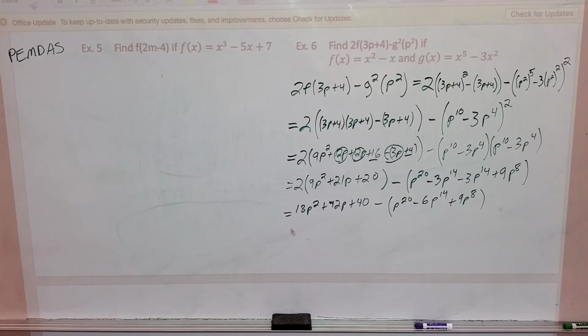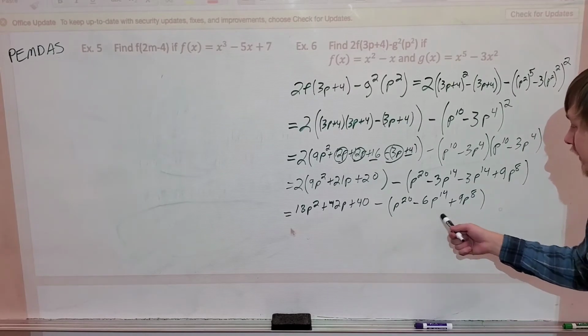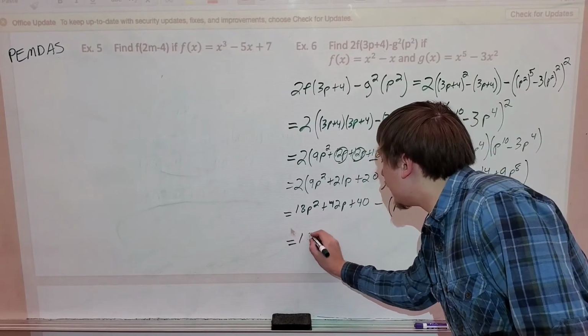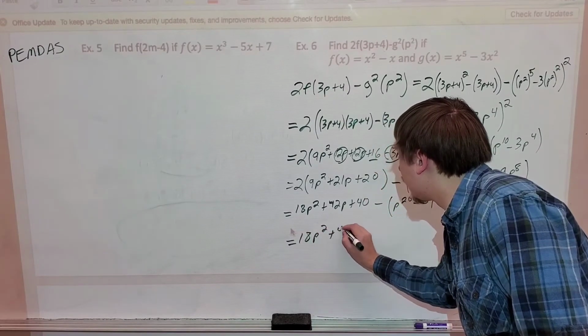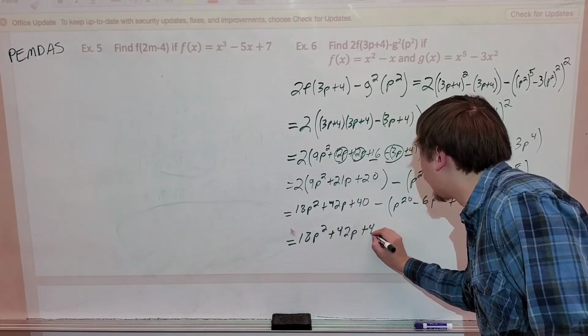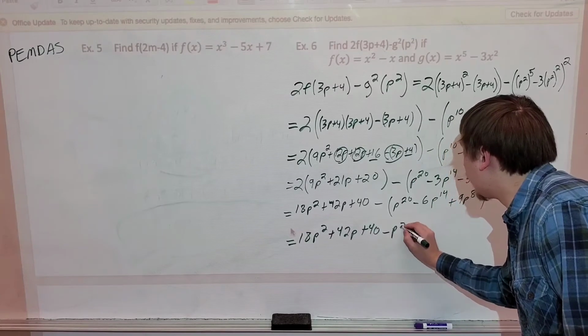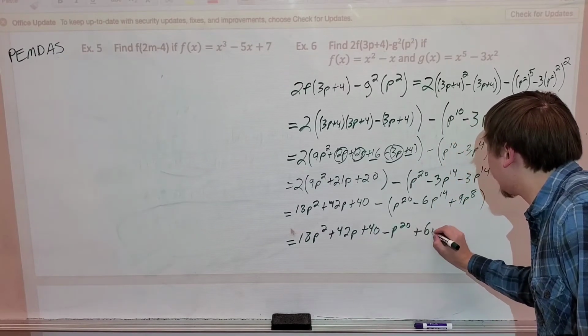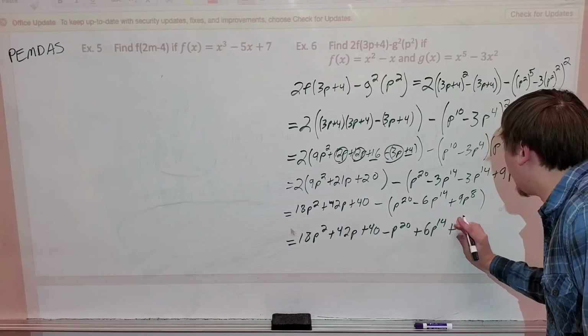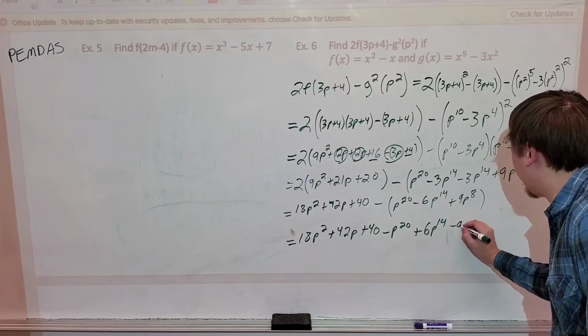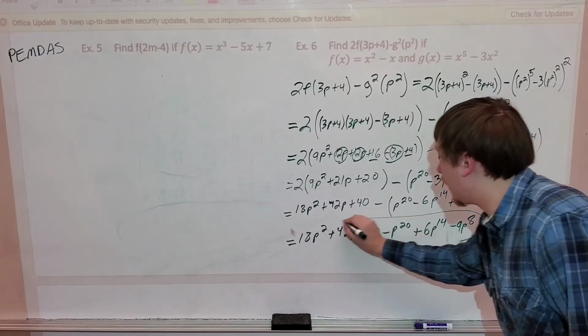And the very last step is just to distribute this negative. It was 18p squared plus 42p plus 40 minus p to the 20th plus 6p to the 14th minus 9p to the 8th. And there's your answer.